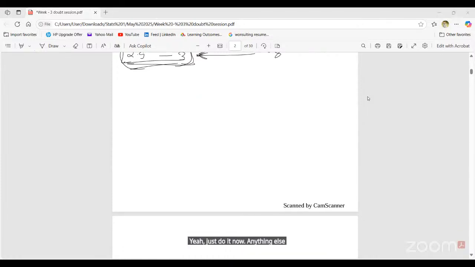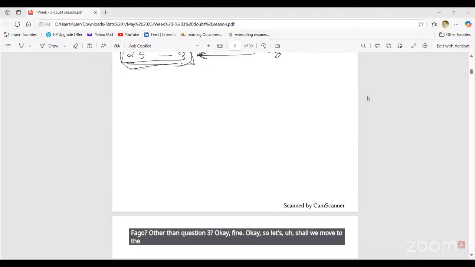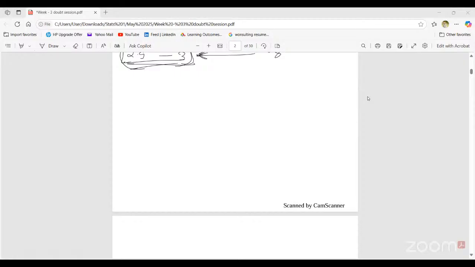Anything else? Any other doubt? Any other question? Sagar, other than question 3? No, ma'am. Okay, fine. So shall we move to activity question 3.3 then? Nobody's having any other doubts, right? Okay, fine.